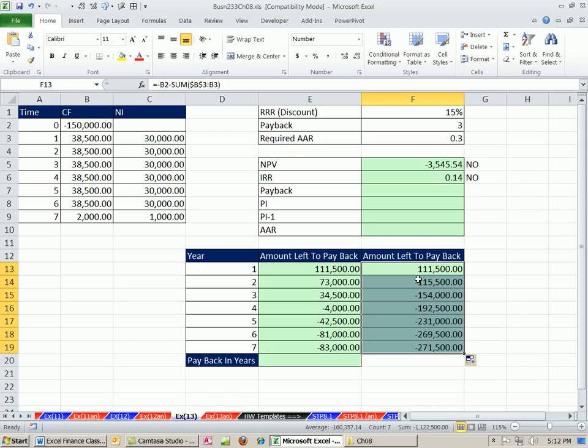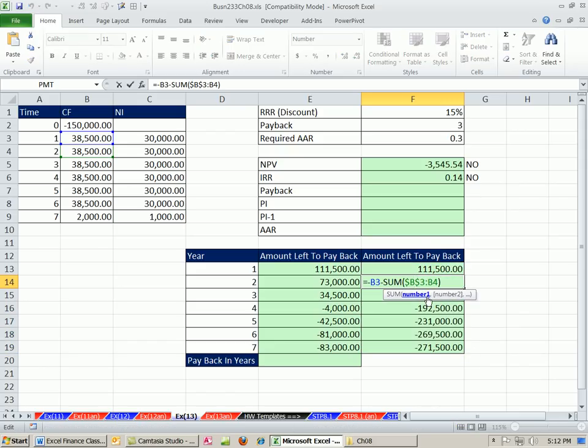That means I got to go up here and lock this one too. Control Enter. Double click and send it down.